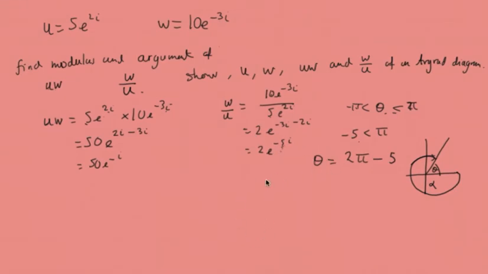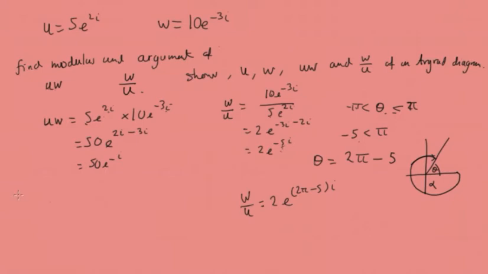Okay, so we can then take this value for our theta, so w over u is going to be, our value of r is 2, e, and now it's going to be 2 pi minus 5 i. So this is one of these ones you need to be just really careful with your value of theta. Now, we're going to put all these on an Argand diagram.